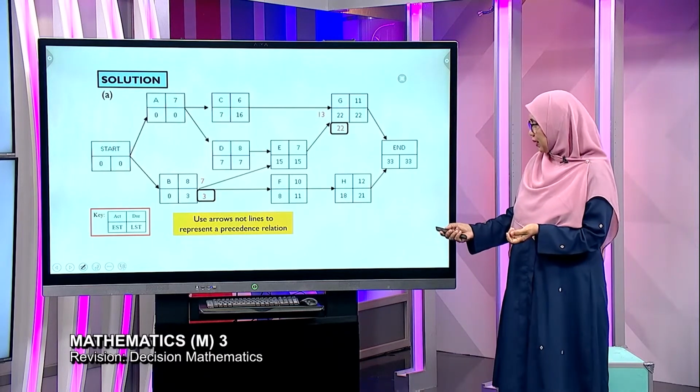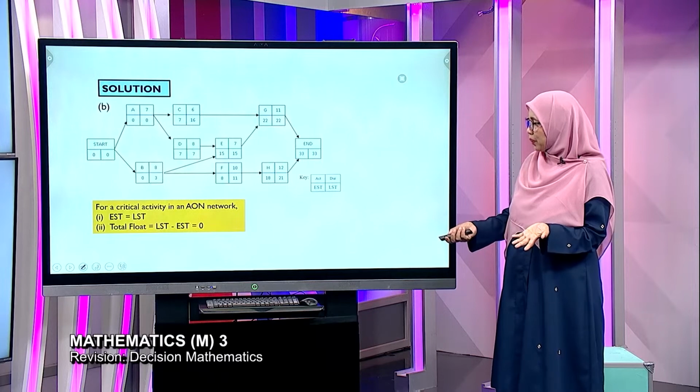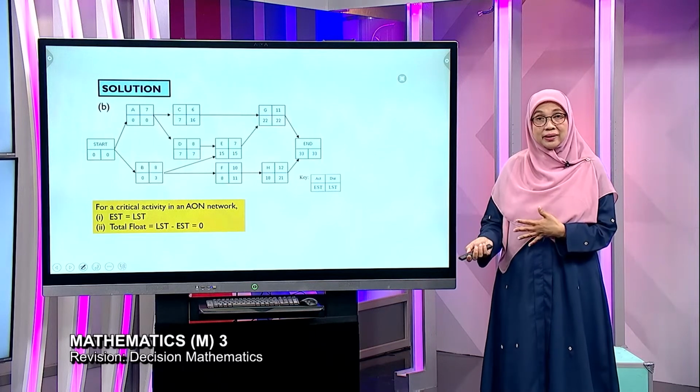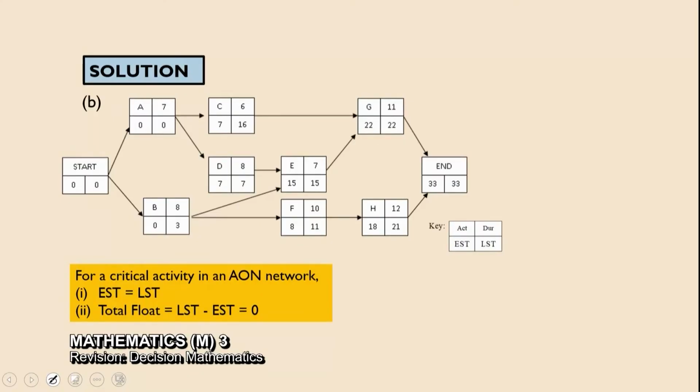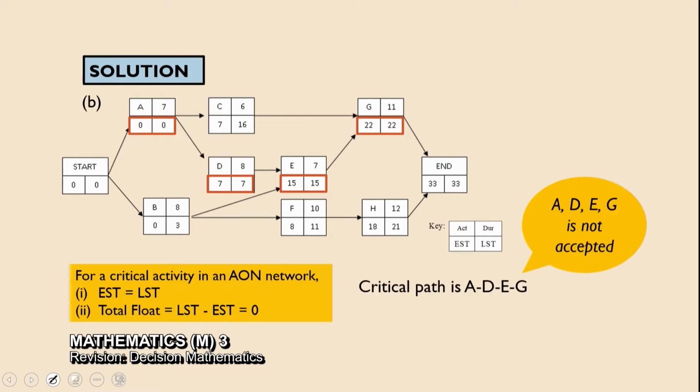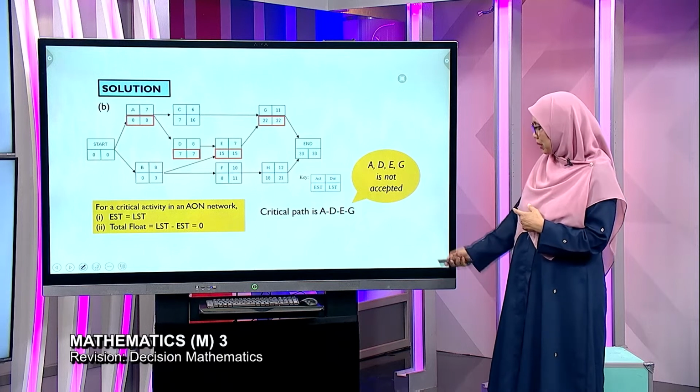Next, to find the critical path, students must find the critical activities. How to find the critical activities? Here, the 2 conditions given there: early start time is the same as latest start time, or total float is 0. Look at the AON. From the AON, see the ones with the same values. Those are the critical activities. But how you write the critical path is A-D-E-G. Do not use commas. If you use commas, it's finished.